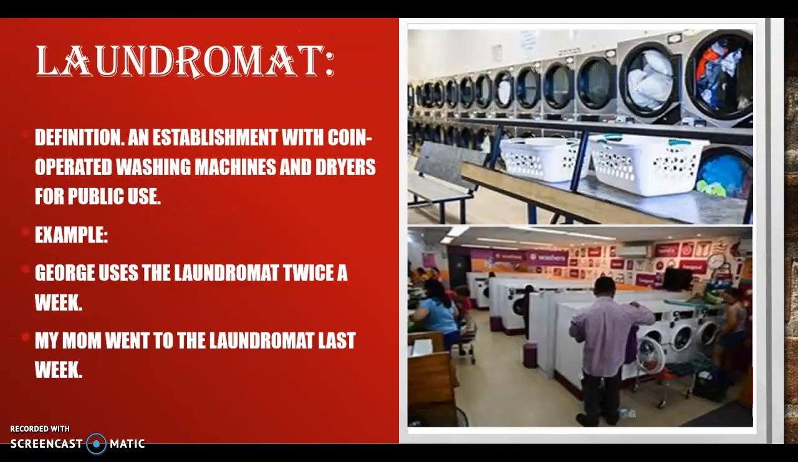And laundromat. Definition: an establishment with coin-operated washing machines and dryers for public use. Please pay attention and repeat. Example: George uses the laundromat twice a week. Two times a week. Twice a week. My mom went to the laundromat last week.